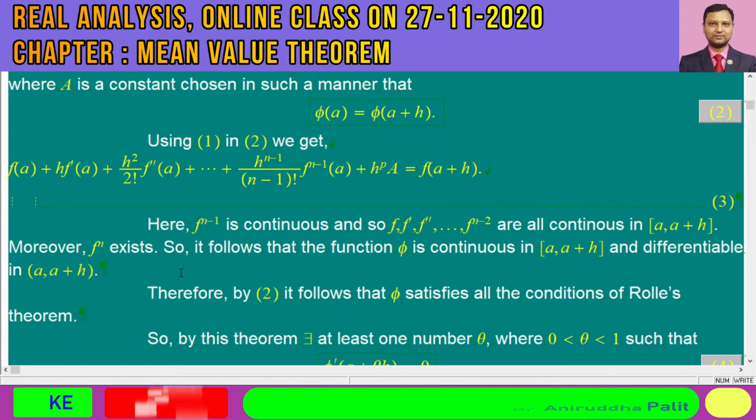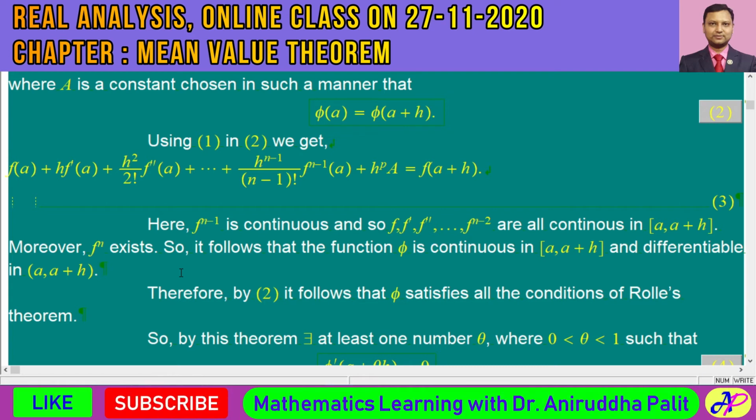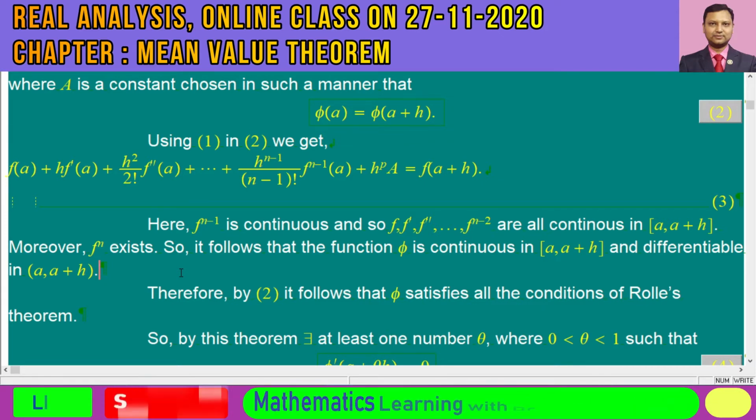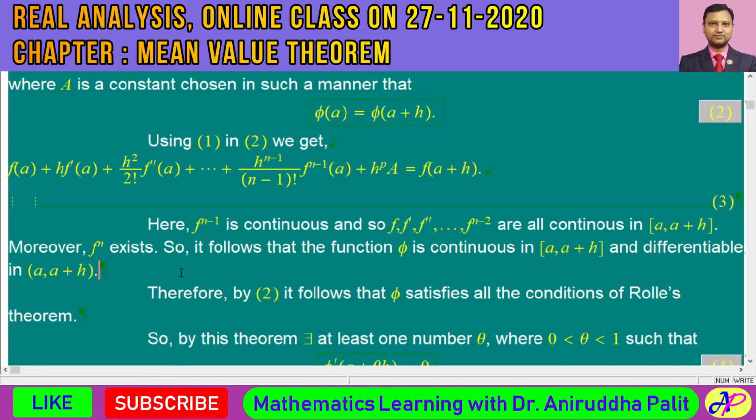Is this part clear to you, how I said phi is continuous and differentiable? Yes, sir. Clear? Is it clear to the rest? Yes, sir. Okay, so let's continue.